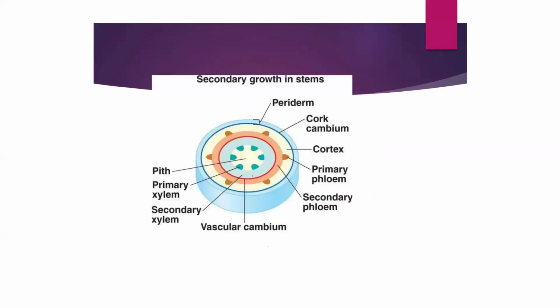So here the vascular cambium, this red ring, produces the secondary phloem towards the outside and secondary xylem towards the inside. So this one is the central medulla, the primary xylem, and here this one is the secondary xylem, and here the cambial ring, and here this one is our secondary phloem, and this one is the primary phloem. So here the cork cambium produces the outer layer, that is bark. This layer is called the periderm. Cork cambium produces the periderm.